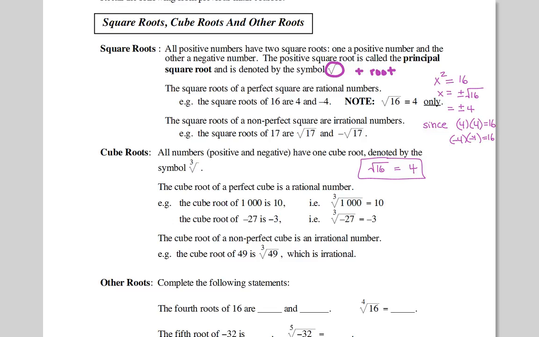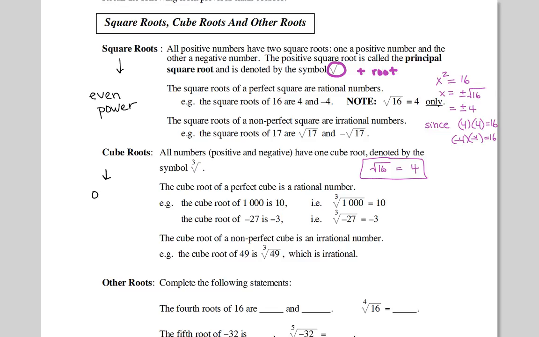Okay, so square roots will have similar properties as all even powers. So if the power is 4, if the power is 6, if the power is 8, you'll have similar results as this stuff in purple. And what happens for the cube roots will be similar to odd powers as well. So cube roots have similar behaviors as odd powers.